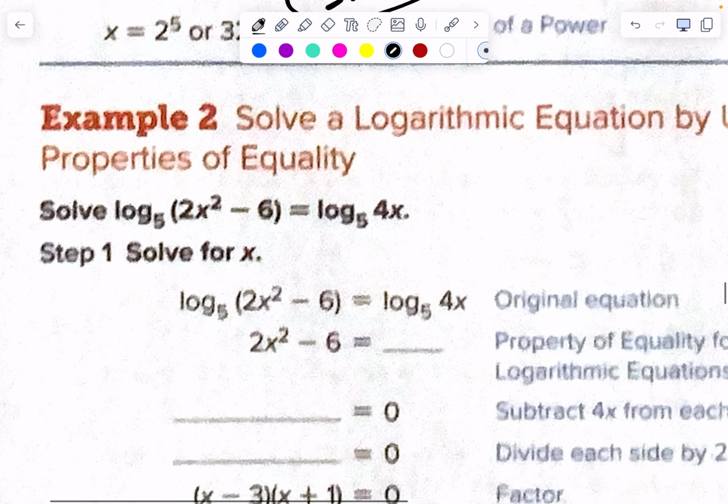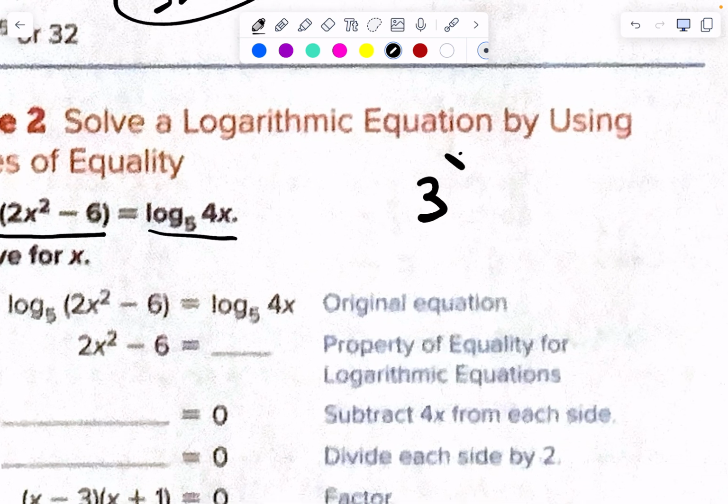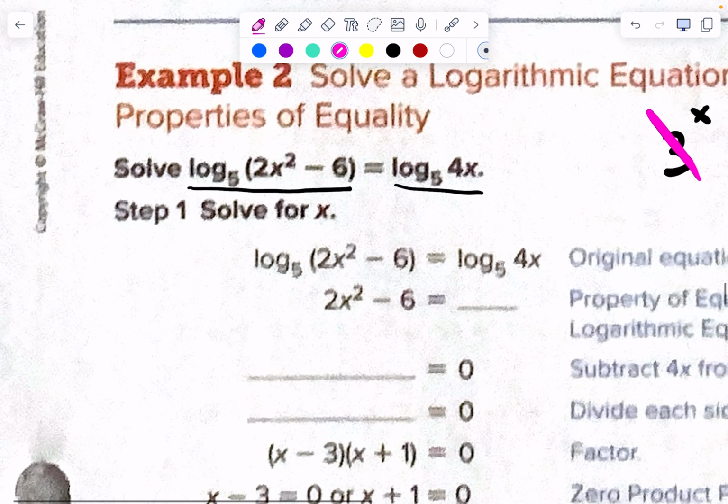Here is a rule, and I like this rule. This is awesome. We have log base 5 of all of this stuff equals log base 5 of 4x. Kind of like when we did exponential functions, if I would have 3 to the x power equals 3 to the 5th power, guess what? x equals 5. You can cancel them out. Look over here. Log base 5 of that stuff equals log base 5 of 4x. We can cancel those two out, yeah? Now we got to do a little bit of work.